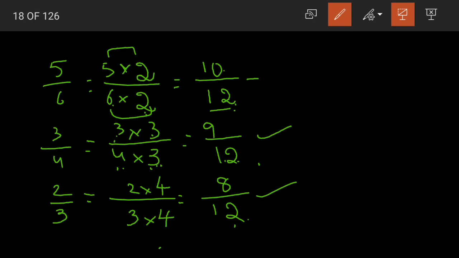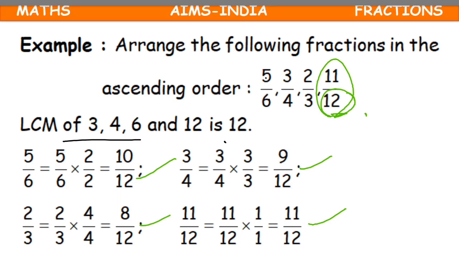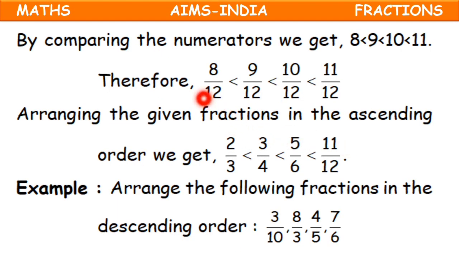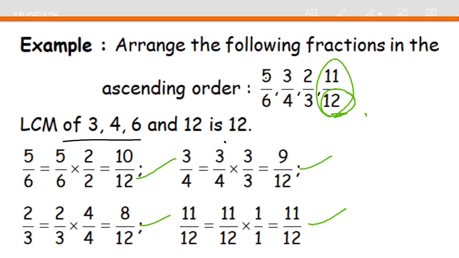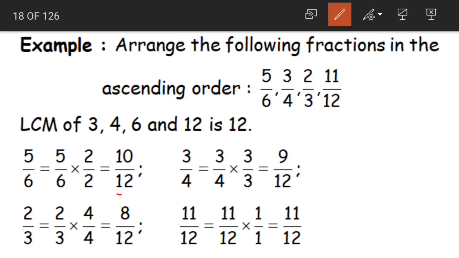Yes children, what are these 3 fractions now? 10 by 12, 9 by 12, 8 by 12. See, 10, 9 and 8. And the fourth fraction, 11 by 12, already has 12 as the denominator. So let us leave it as it is. The fractions now are 10 by 12, 9 by 12, 8 by 12 and 11 by 12, children.